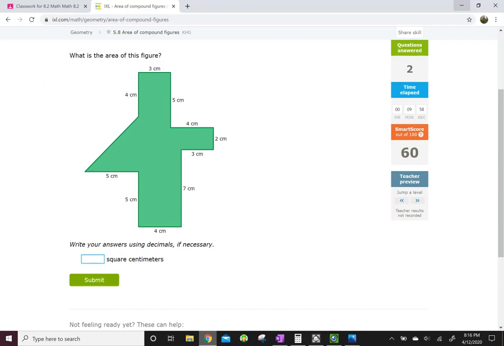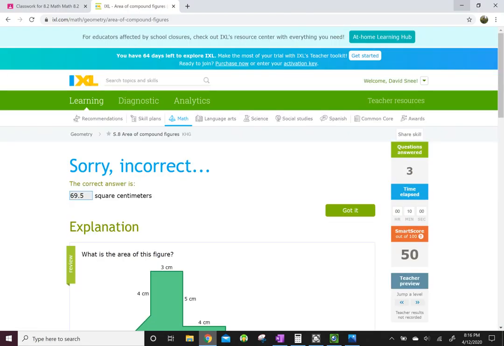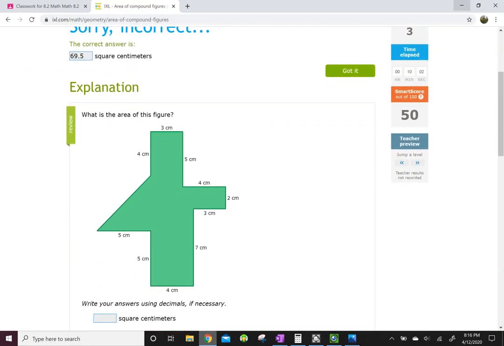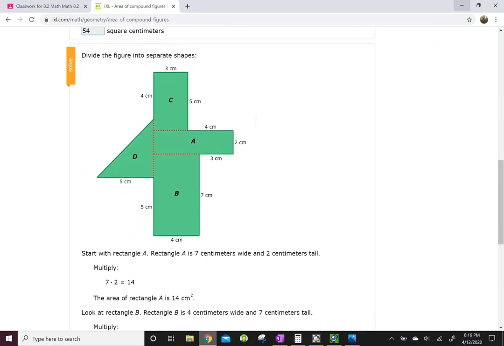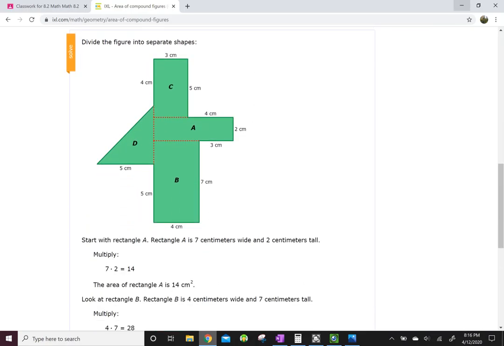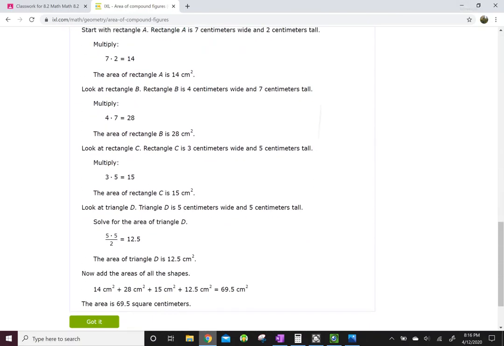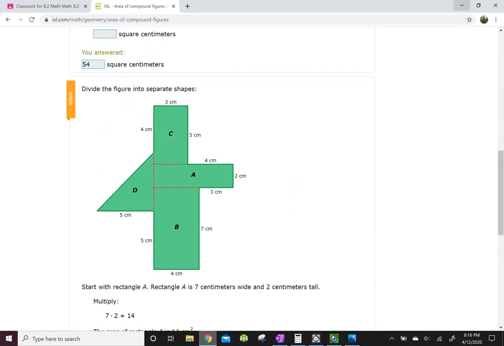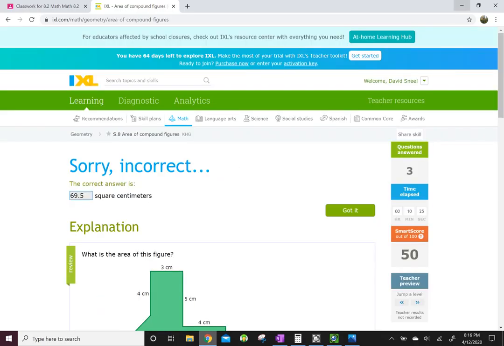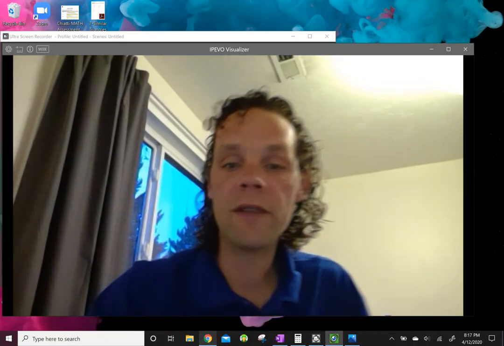But in here, I'm gonna imagine that I get this wrong, right? It's 69.5, not 54.5, but it gives me a really good explanation. And they cut that thing up the same way that I did. They liked dividing that into the same shapes that I did. So they explain how to find the area of A, B, C, and D, 3 rectangles and 1 triangle, and then they add them all up to 69.5. So there are great explanations in here that you should take advantage of, okay?